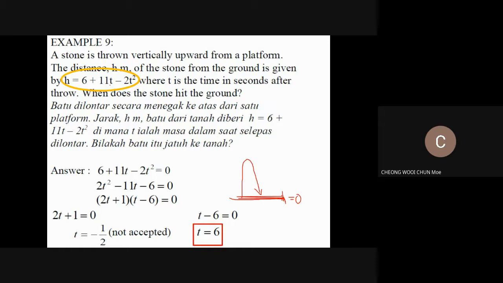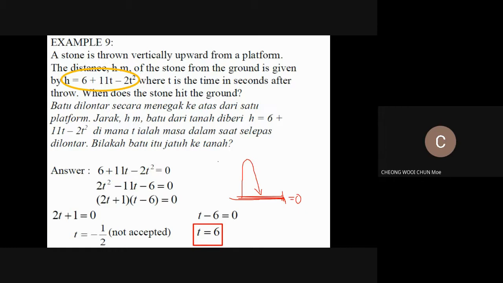So 6 plus 11t minus 2t squared equals 0. Then of course you have to put it in general form: the t squared must be in front, t in the middle, then 6 without the t at the back, equals 0. So negative 2t squared, bring over, becomes positive 2t squared. Positive 11t, bring over, you get negative 11t. 6 bring over, negative 6. You must always make sure the t squared is positive.